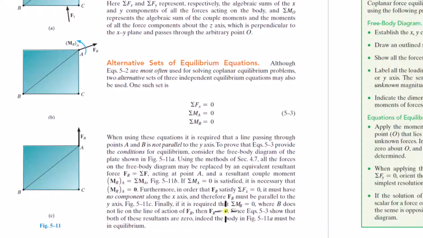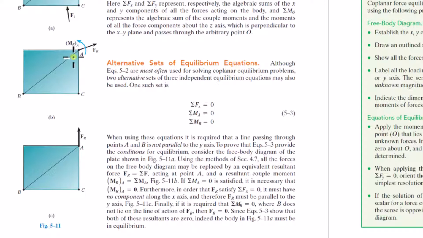If it is required that the sum of the moments about B is equal to 0, where B does not lie on the line of action of the resultant force, then the resultant force is equal to 0. So if the last condition is satisfied, this couldn't be point B. Because if this was point B, and you sum the moments of the resultant force about point B, that's equal to 0. However, the issue is we're trying to use this equation here to show that the resultant force is equal to 0.